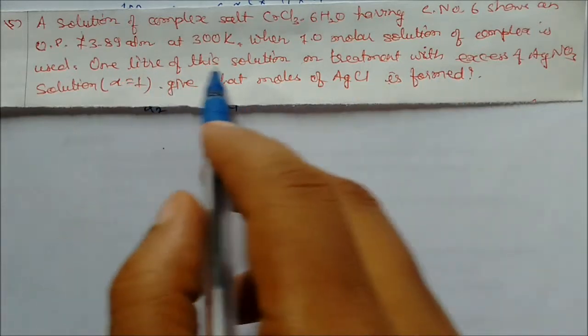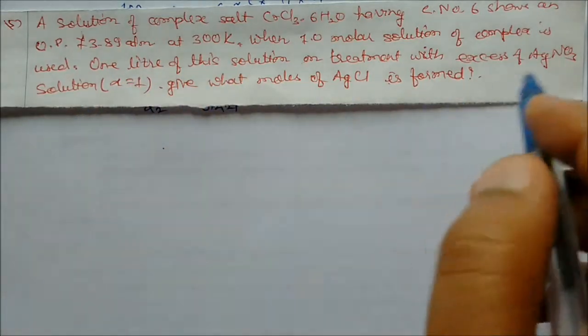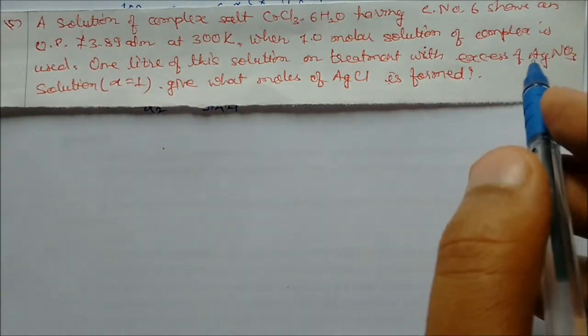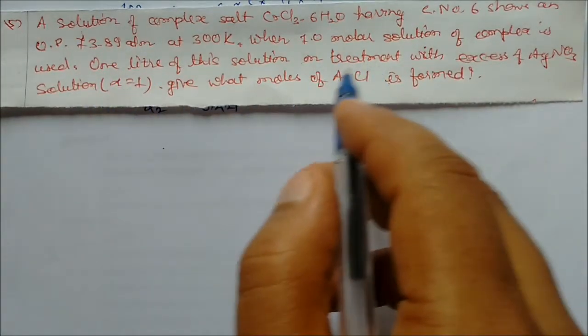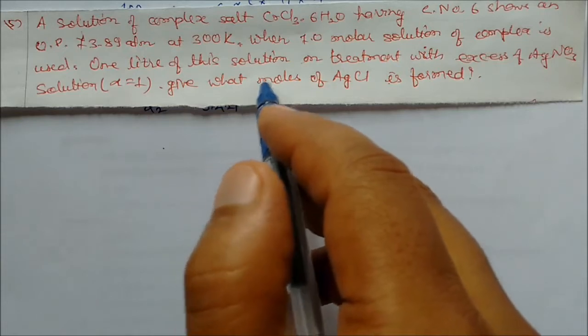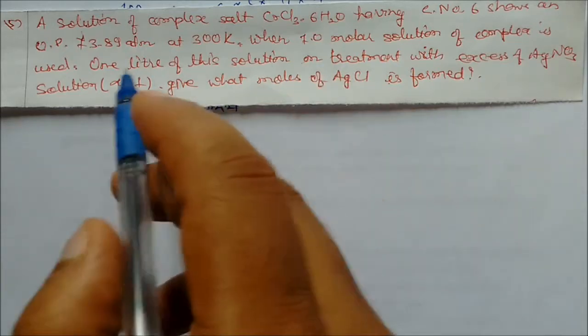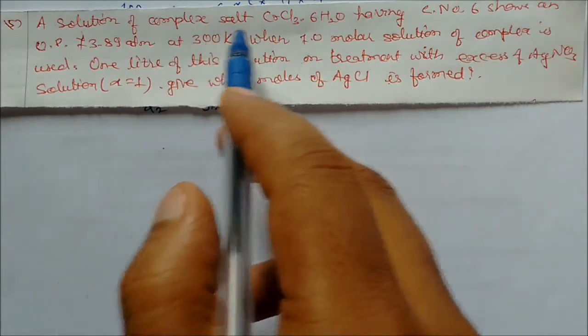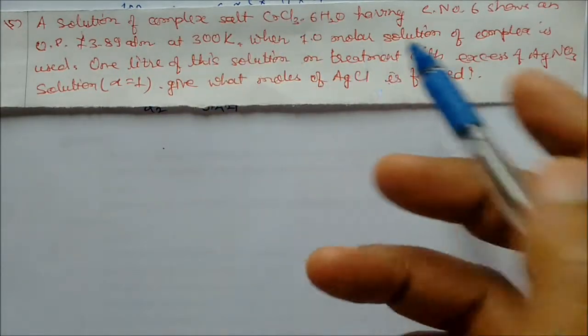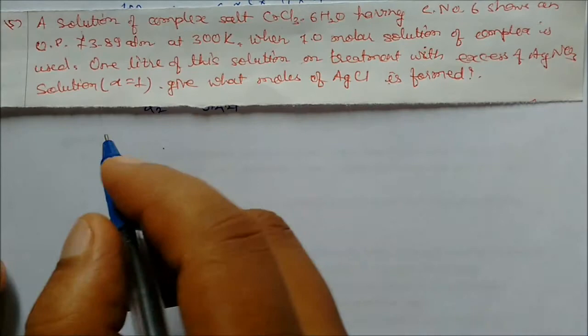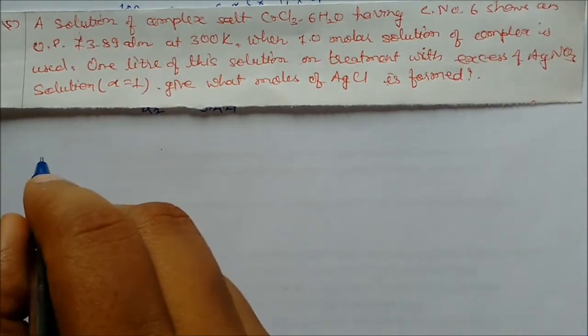If you take 1 liter of this solution and react it with AgNO3, Ag will react with the Cl obtained from the complex CrCl3 and give you AgCl. This means that the moles of Cl coming out is equal to the moles of AgCl. That is the only answer, so we have to find it out.